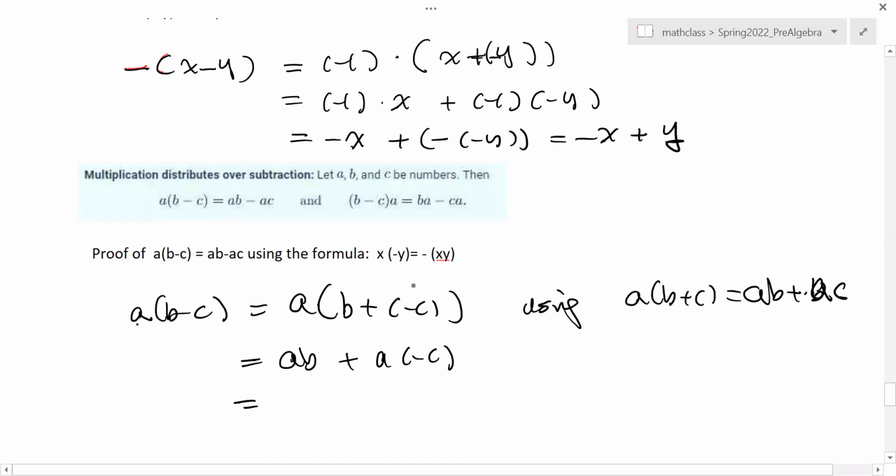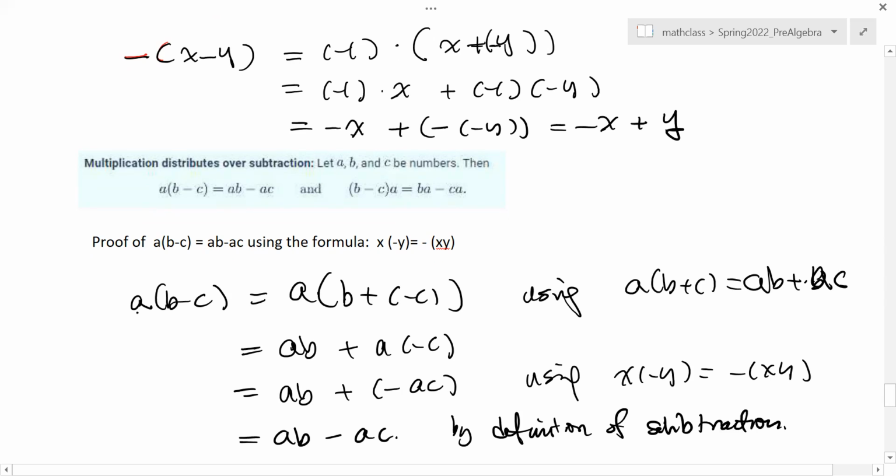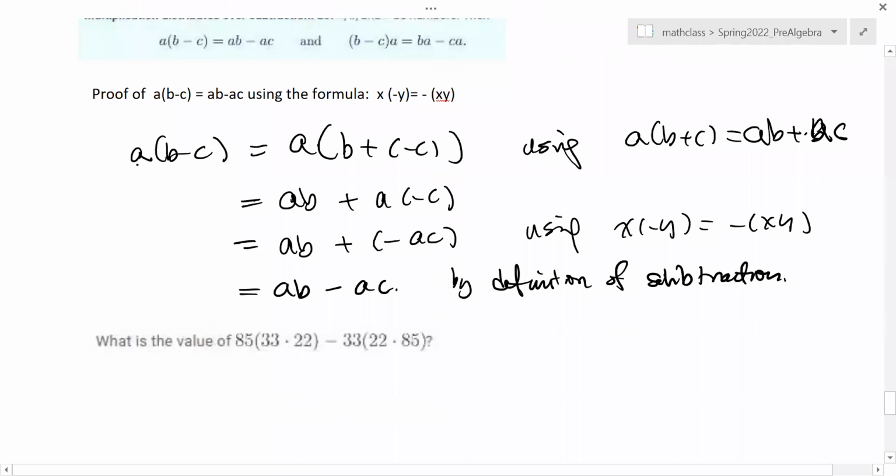Then we use the above formula. It's ab plus negative ac, right? We're using the fact x minus y is x plus negative y. Then by definition, that's ab minus ac. This is by definition of subtraction. I think the concept is a little bit difficult and confusing, but all those formulas are simple to memorize. So if you really have trouble understanding the concept, that's okay, as long as you memorize the correct formulas and use them.